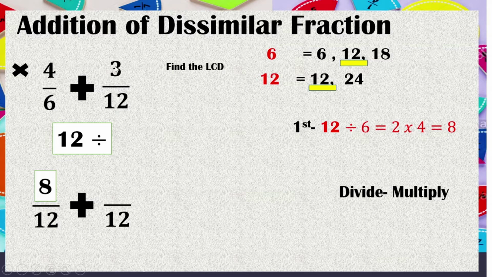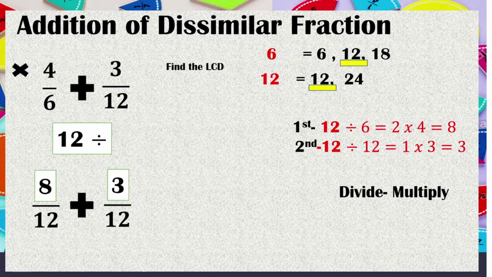Okay? Then next, dito naman tayo. 12 divided by 12 is 1. Times 3 is 3. Again, 12 divided by 12 is 1 times 3 is equal to 3. So, 3. Okay? So, napakadali lang. Divide the new denominator to old denominator and multiply to numerator. Okay? Yan. So, meron na tayong numerator at meron na tayong denominator.